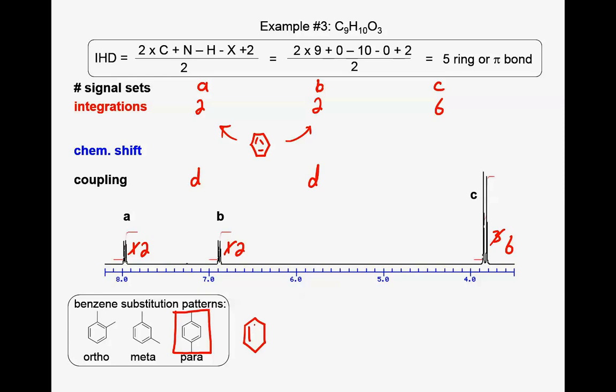So when we draw our fragment, that tells us we're going to have something coming off the top and something coming off the bottom, but we don't know what it is. All right, so that leaves us with signal C. All right, so this one's interesting. The shifting is around 4.0, which indicates what? Yeah, so if we're around 4.0, it indicates that we are next to an oxygen. What's the splitting?